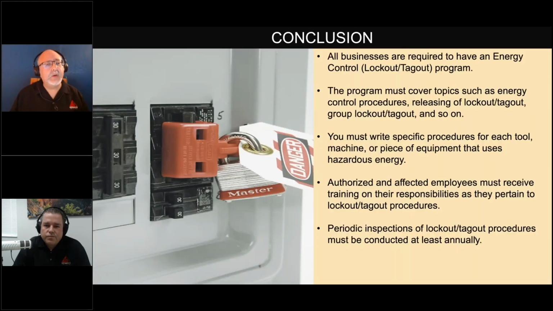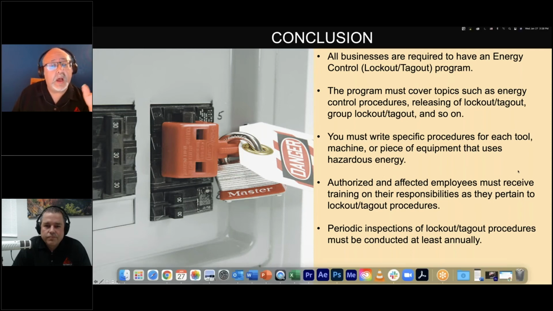All right. So in conclusion, I hope that we brought a little bit of light to you within this wonderful topic. And I'm sure a lot of you have questions, and you're more than welcome to go ahead and ask us anything you like right after this. But you learned that all businesses are required to have a lockout-tagout program in place. It has to be in writing, right? The program must cover topics such as energy control procedures, releasing of lockout-tagout, and so on. So we need to make sure that you know that.